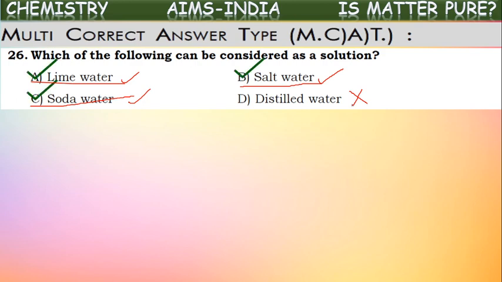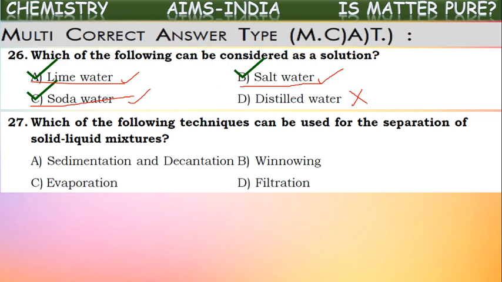Okay. Let us see the next question. Which of the following techniques can be used for separation of solid liquid mixtures? So the separation techniques which are used to separate solid liquid mixtures. See the first one, sedimentation and decantation. Where is it used? Separation of insoluble solid substances from the liquid. So it is used for separation of solid liquid mixtures. So it comes under one of the techniques.